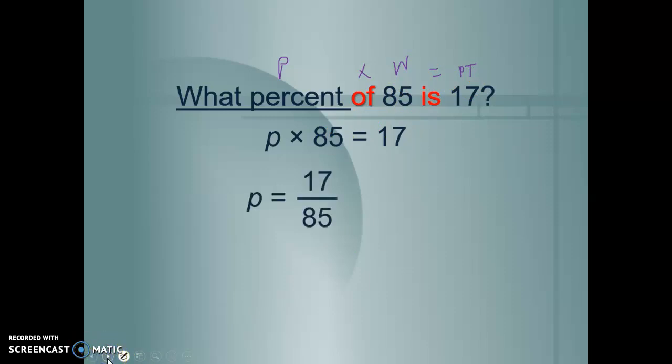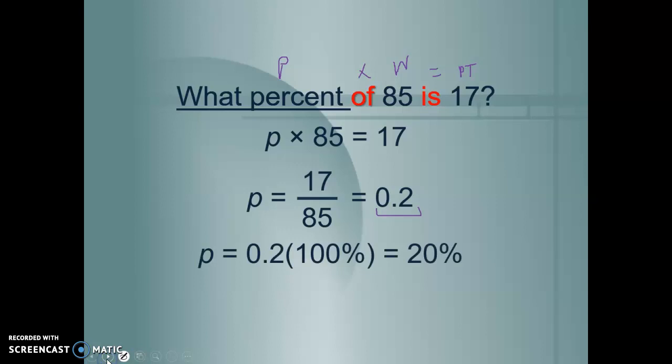Divide both sides by 85, and we get P equals 17 over 85. When we change that into a decimal, again on your calculator, take 17 divided by 85, and that changes it into a decimal for us, 0.2. To change that to percent, we multiply that by 100, so that becomes 20%. 20% of 85 is 17.